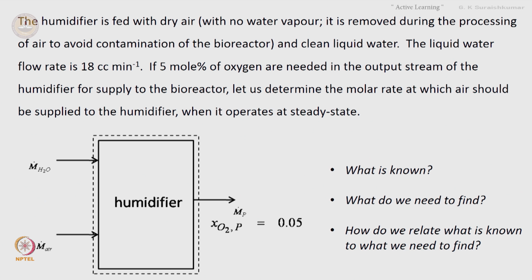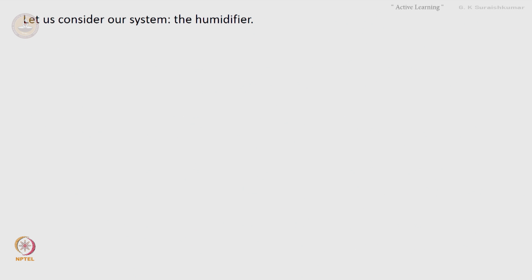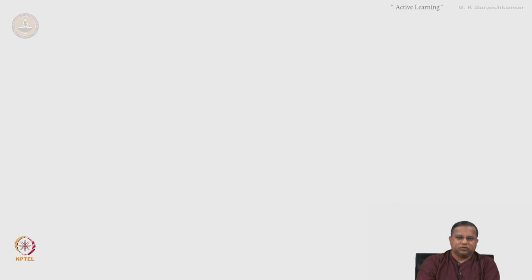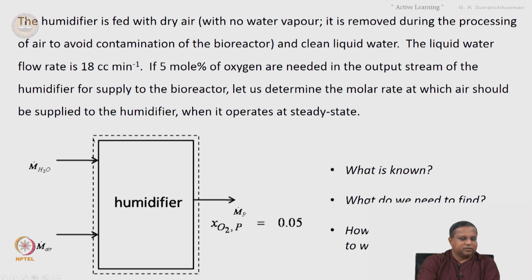How do we relate what is known to what we need to find? This becomes the solution to the problem. We will first have to consider the system, which is the humidifier. This comes from applying material balance principles. So, let us consider the system as a humidifier here, indicated by the dotted line.